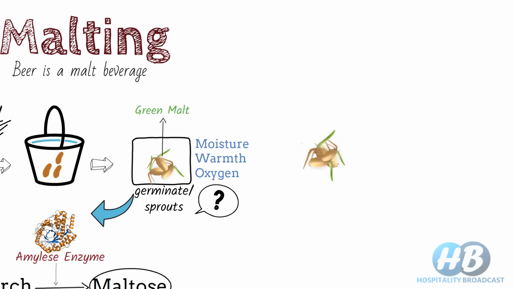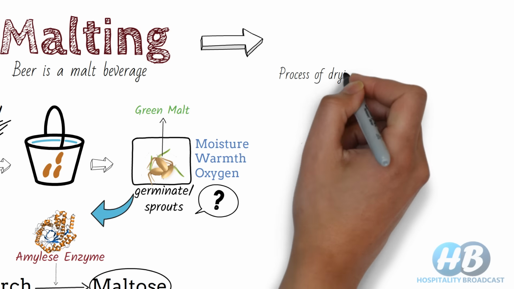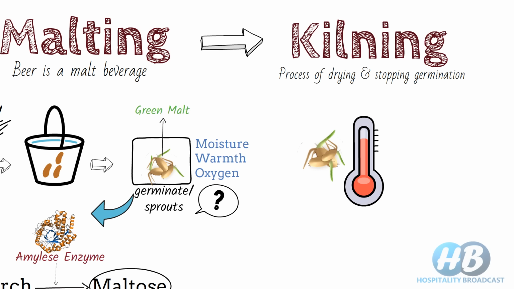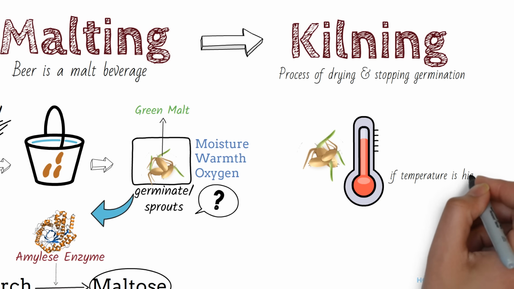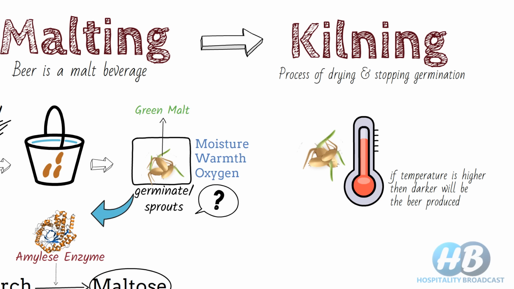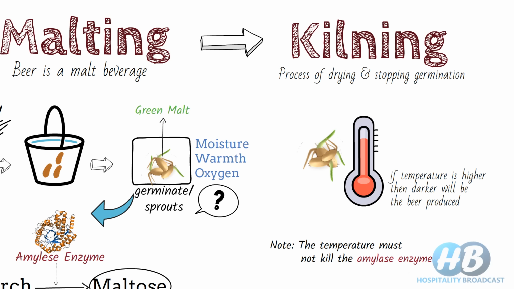Now, this germination process also needs to be stopped, as you don't want a new plant. This germination process is stopped by slow heating, and this process of drying and stopping germination is called kilning. Temperature may vary according to the type of beer you want to produce. For example, if the temperature is higher, then the beer you produce will be darker. But remember, the temperature must not kill the amylase enzyme.